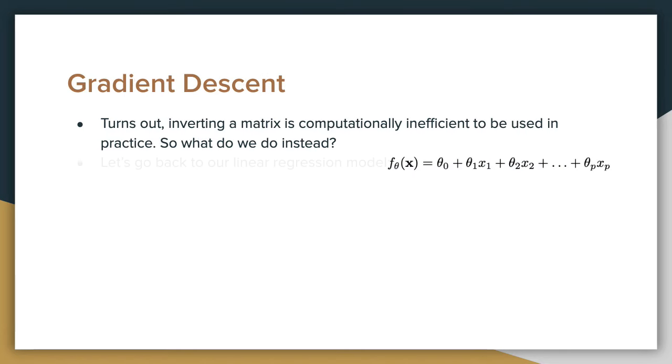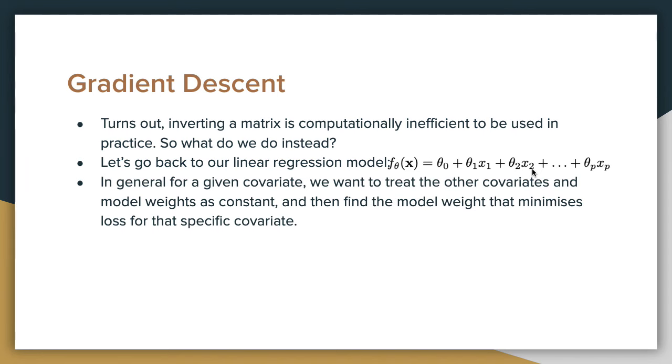So this is where gradient descent comes into play. So let's look at our linear regression model. We have our theta 0 here, our theta 1 here, theta 2, so on and so forth. If we wanted to just find the best model weight for a given covariate, what would we do? We would want to assume the rest of the model is constant, and then try to find the model weight that gives you the lowest error or minimizes your loss for that specific covariate, right?